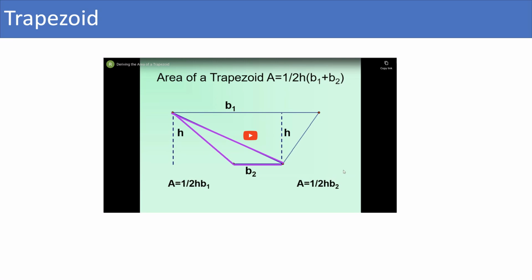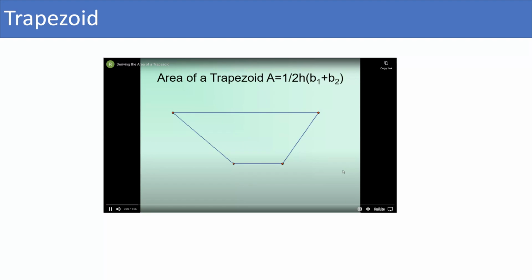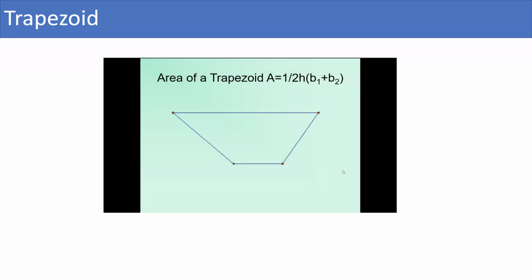Now for trapezoid, I've seen several different ways to derive the formula. This is just one way that I chose to pick this one because it was short and still very clear. To find the area of a trapezoid, we can use the formula area equals 1/2 h, the height of the trapezoid, times the quantity b1 plus b2, where the b's stand for the bases of our trapezoid.